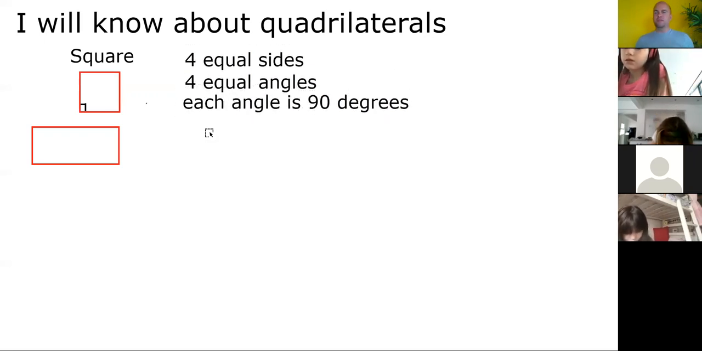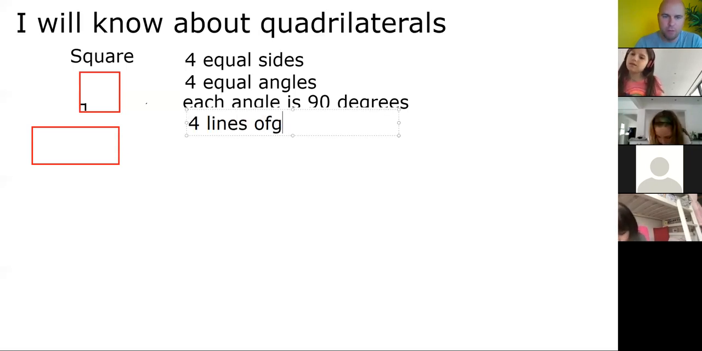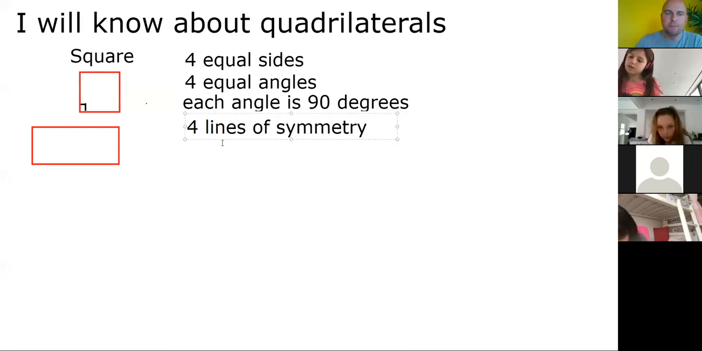What about lines of symmetry, people? What about lines of symmetry? Square. What do you think? You fold it in half and then fold it in half, or how many times do you think you could get different lines of symmetry going on there in the square? Does someone say 4? Yeah, totally right. 4 lines of symmetry. Oh my goodness, look at that.